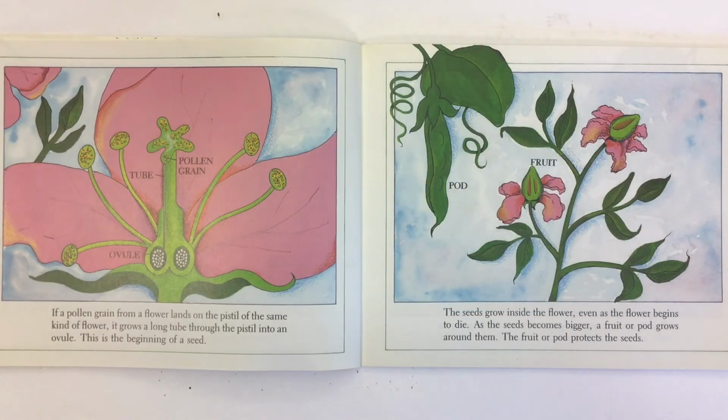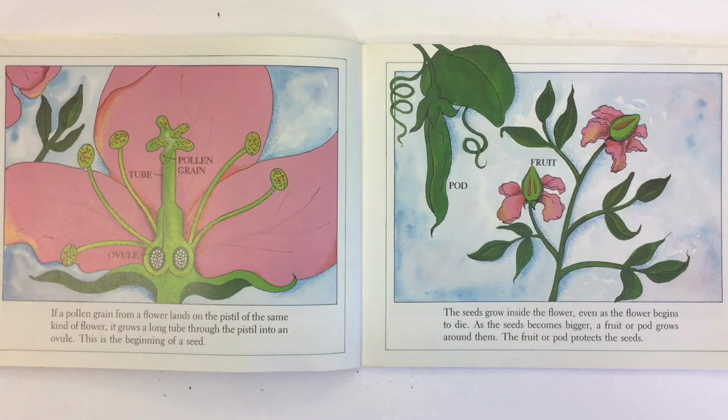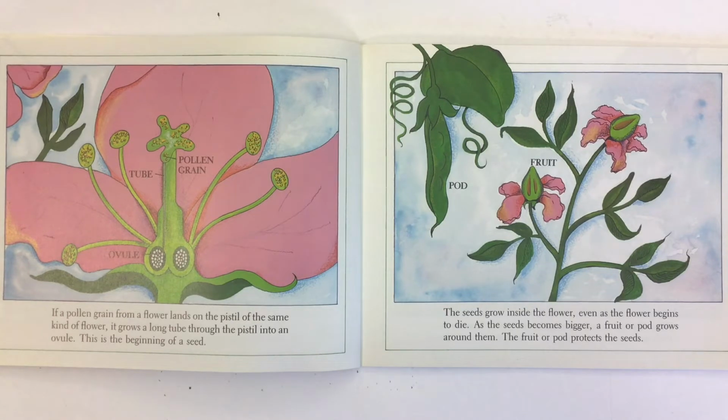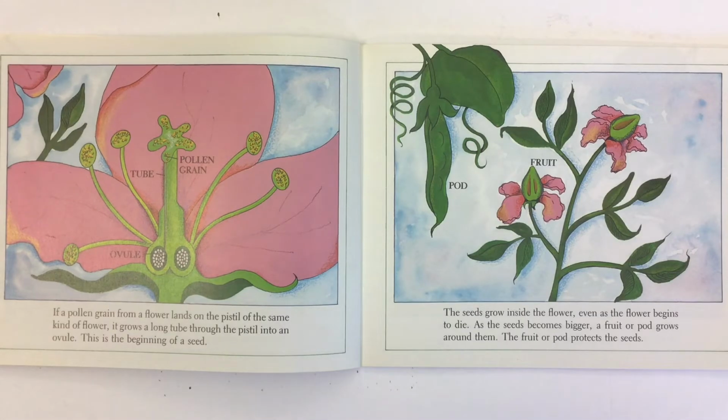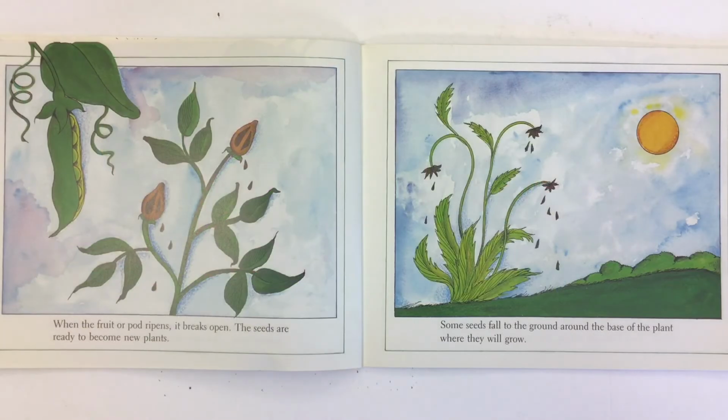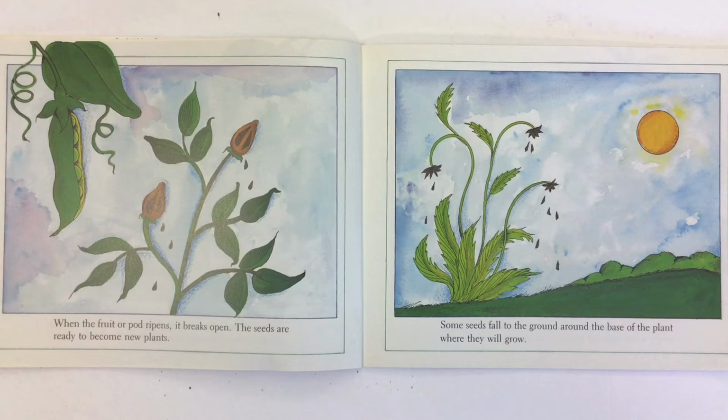If a pollen grain from a flower lands on the pistil of the same kind of flower, it grows a long tube through the pistil into an ovule. This is the beginning of a seed. The seed grows inside the flower, even as the flower begins to die. As the seeds become bigger, a fruit or pod grows around them. The fruit or pod protects the seeds. When the fruit or pod ripens, it breaks open, and the seeds are ready to become new plants.